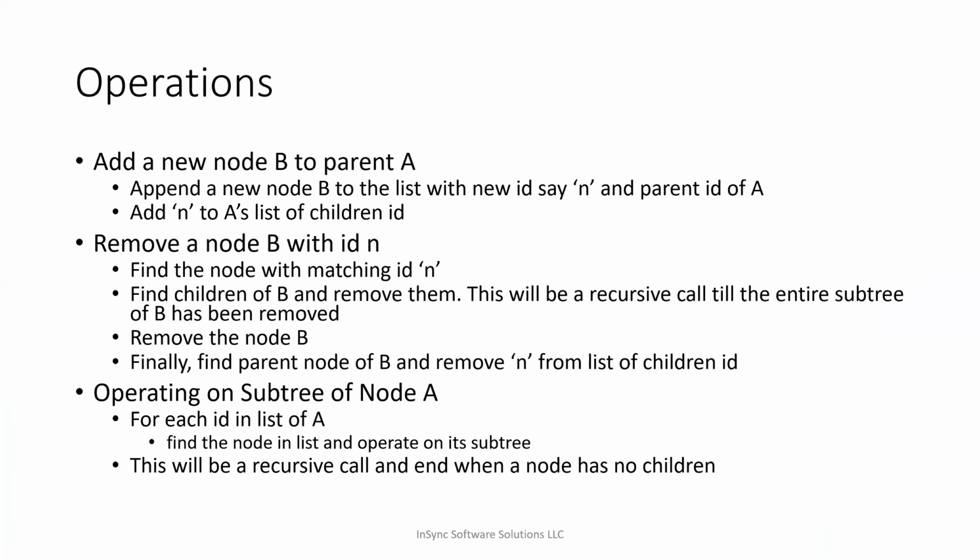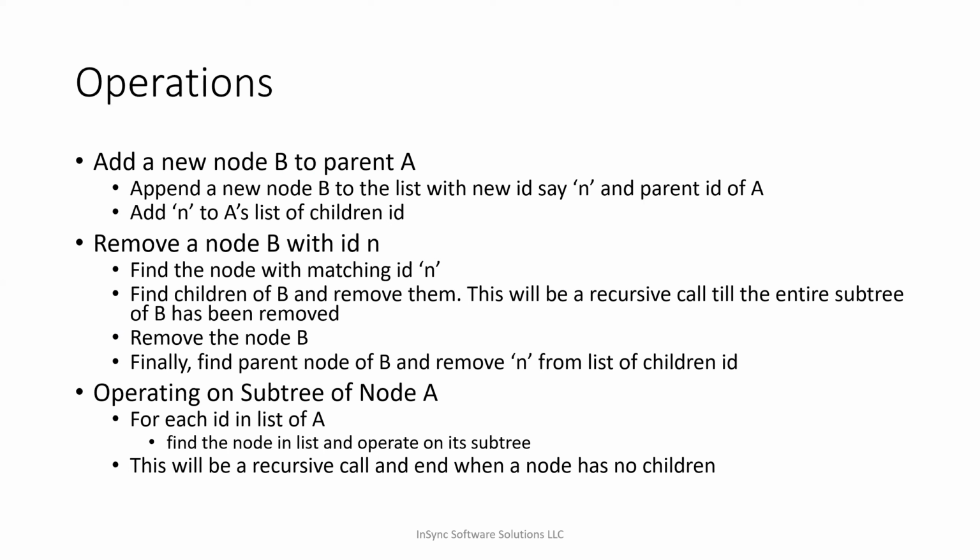So adding a new node B to parent A is nothing but simply appending that node to the list and giving it the new ID, say N, and then updating its parent ID. So the parent ID of B would be the ID of node A. And then we would take N, which is the node ID of B, and add it to A's list of children IDs. So a pretty simple operation.